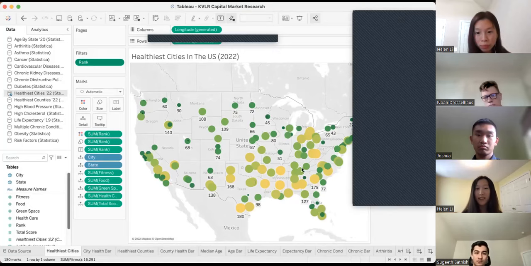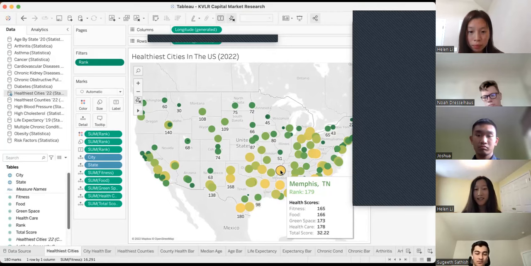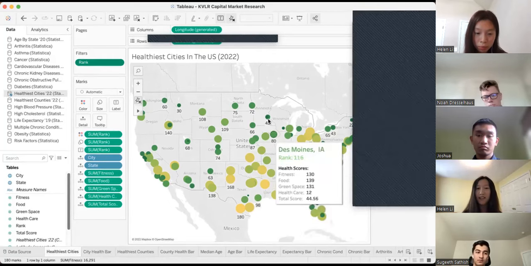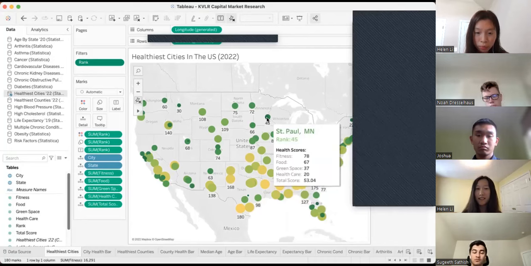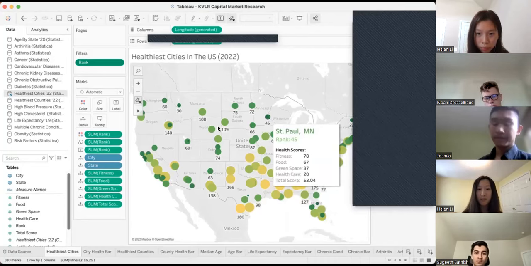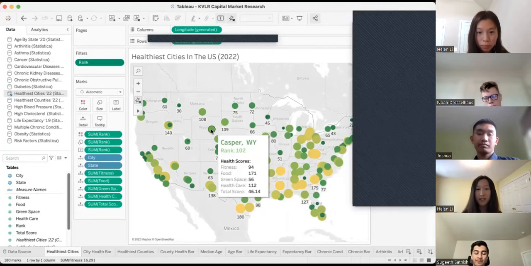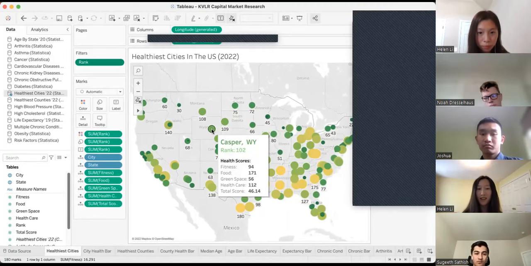We can see that the least healthy cities are visualized by these yellow circles, and then the green ones are the healthiest cities. So the tooltip is what pops up when you hover over these marks, and you can see the city, the state, their ranking, and also the health scores that these cities are measured on below.